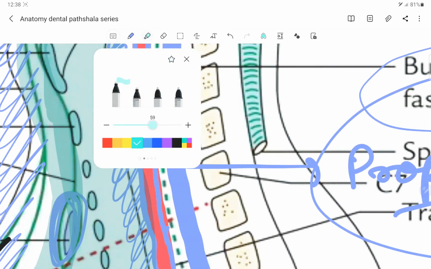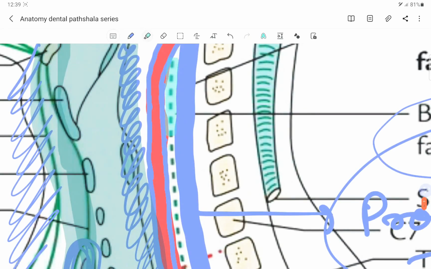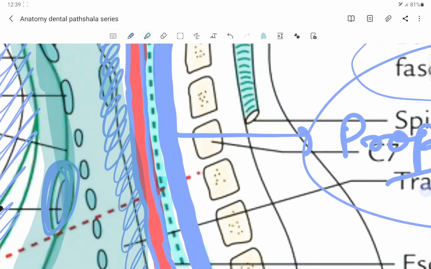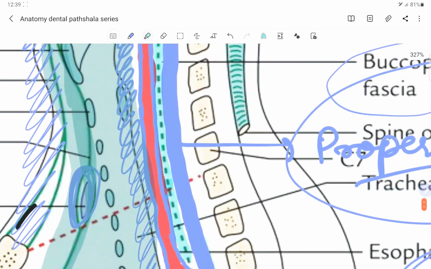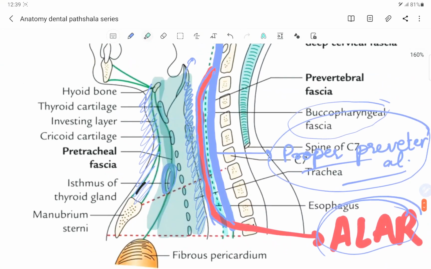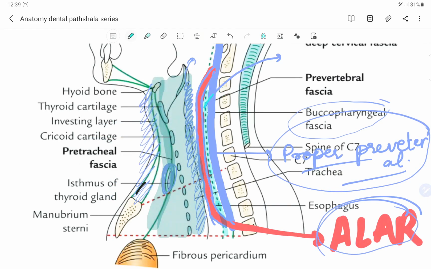Why is it known as the danger space? Because infection can spread from here into the mediastinum. Since the infection can go into the mediastinum, it is known as the danger space. It is the space between the proper prevertebral fascia and, anteriorly, the alar fascia.